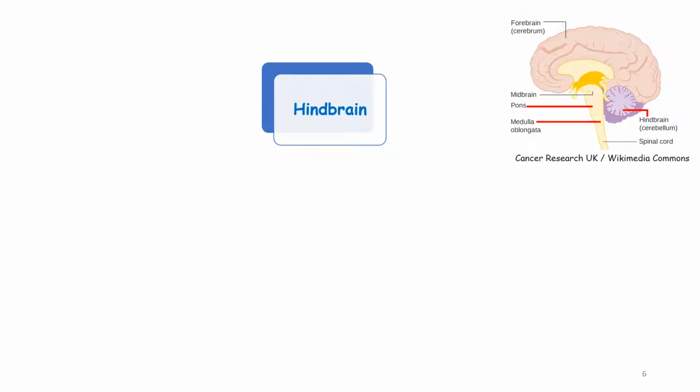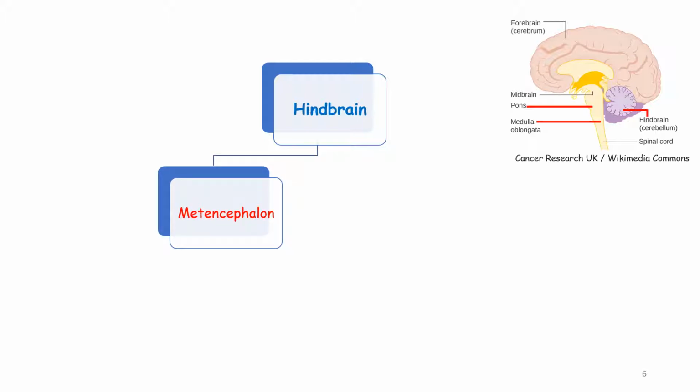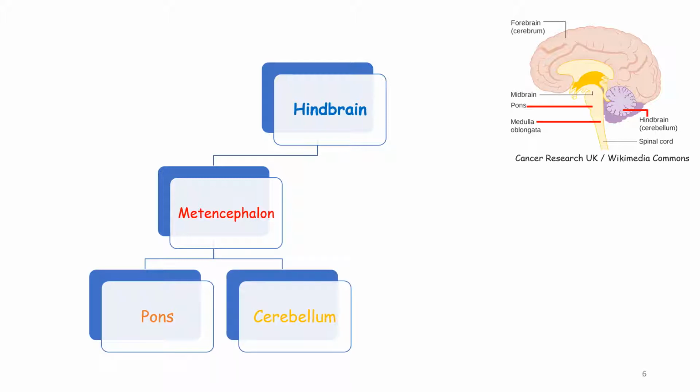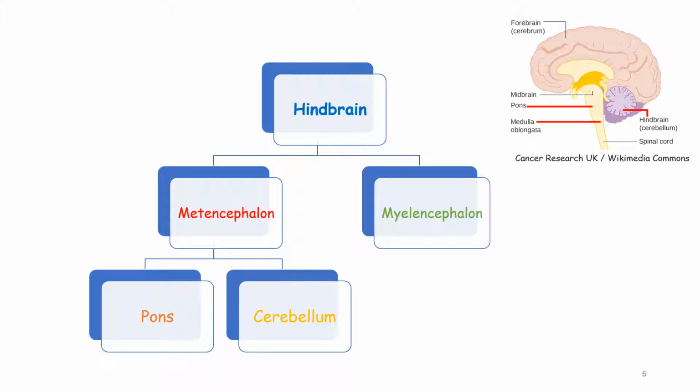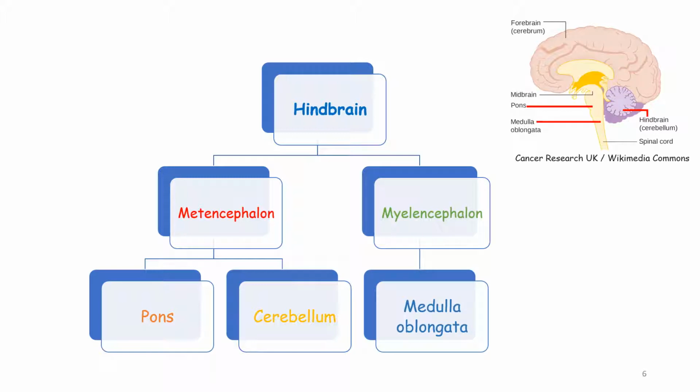The hindbrain is composed of 2 subregions. The metencephalon is the upper region of the hindbrain and contains the pons and cerebellum. The myelencephalon is the lower region of the hindbrain, located below the metencephalon and above the spinal cord. It consists of the medulla oblongata.